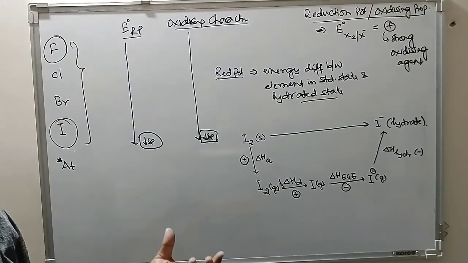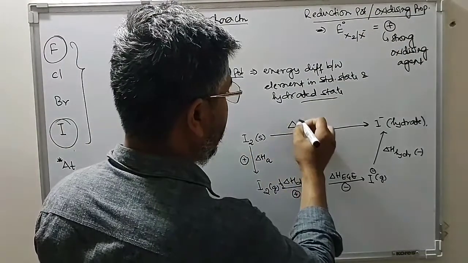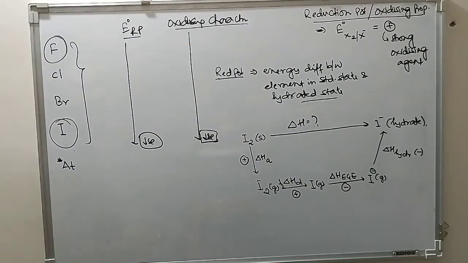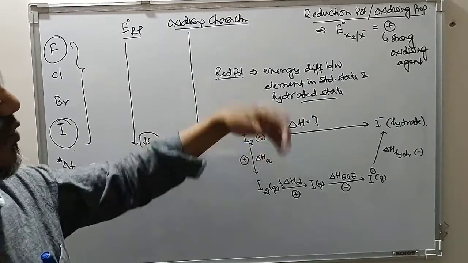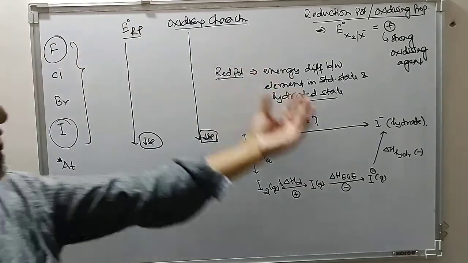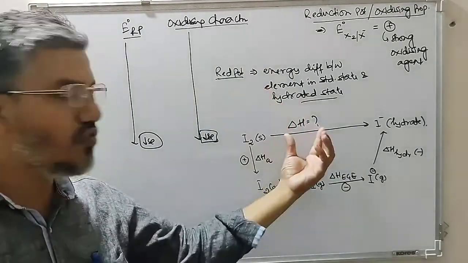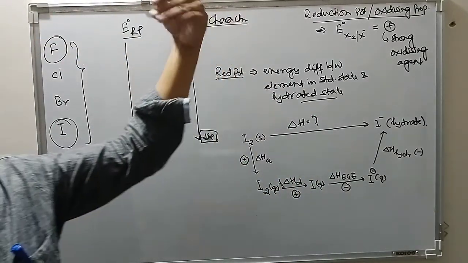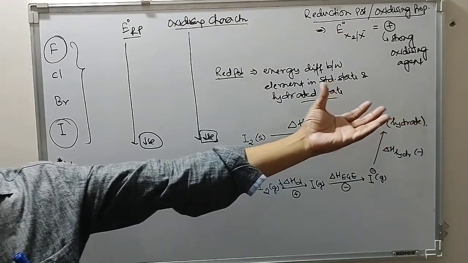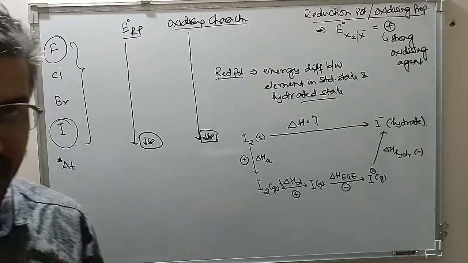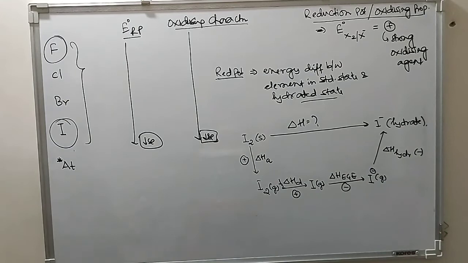So when we look at this enthalpy change, it is most negative for fluorine and least for iodine. So the enthalpy change being the most negative for fluorine, it has the strongest oxidizing character, and the reduction potential of fluorine has the highest positive value. So this is the oxidizing character.